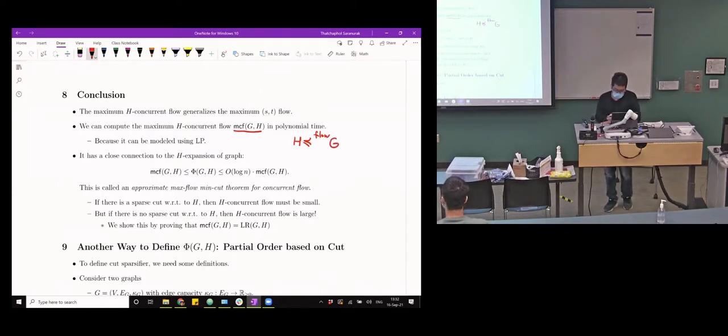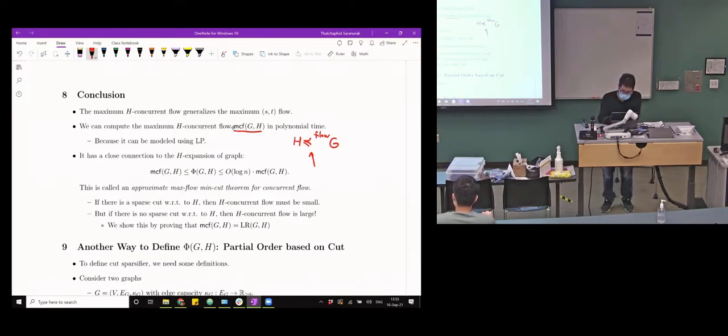between two graphs. Can someone recall what is the meaning of this? It is able to satisfy every demand demanded by H. Right, exactly. So there exists a feasible concurrent flow where the demand is H in G. In other words, we say H is embeddable into G or is routable in G.